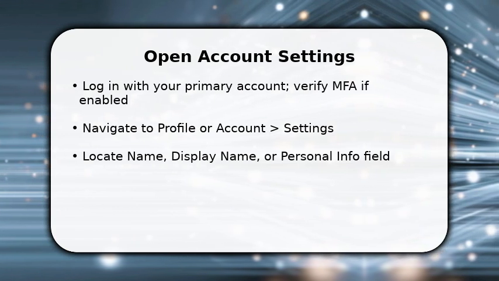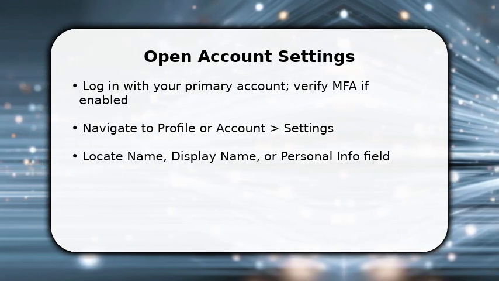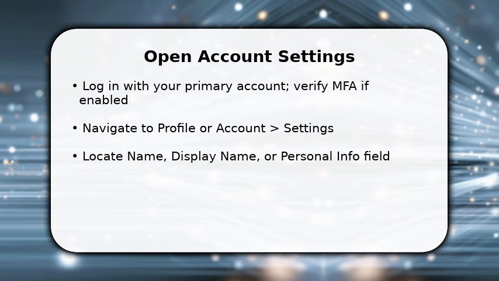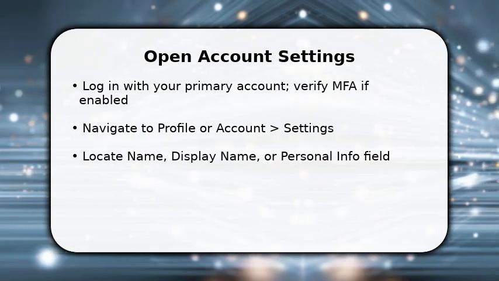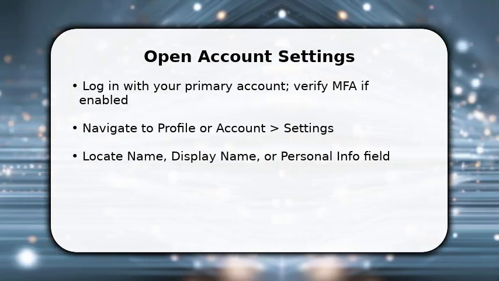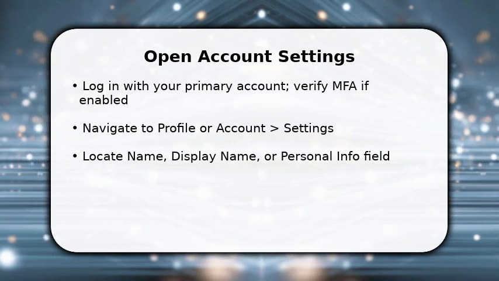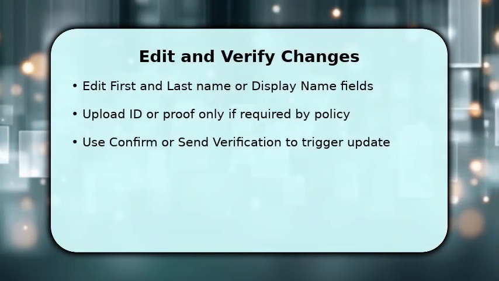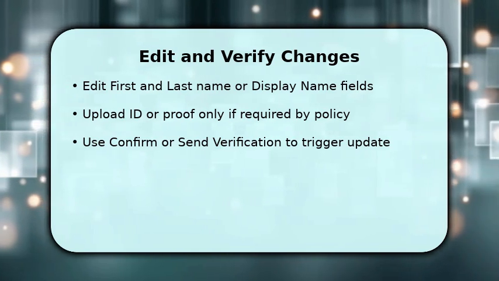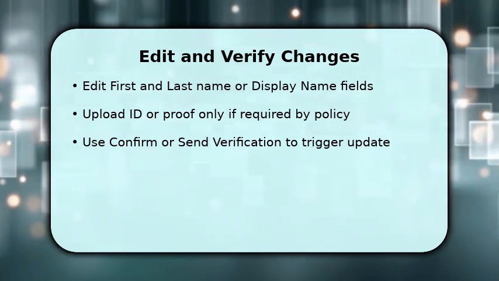Click the Name or Display Name field to begin editing. If a verification badge or form appears, read it quickly and proceed. Save drafts, if the app offers them, before submitting the final change. Now edit the name fields accurately. Consider capitalization and special characters the system allows.